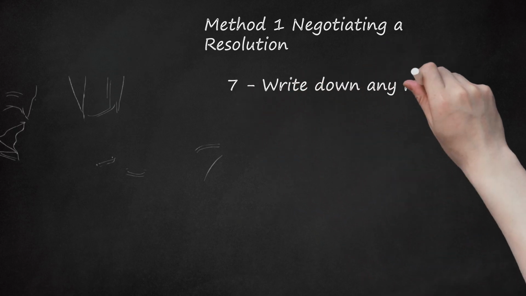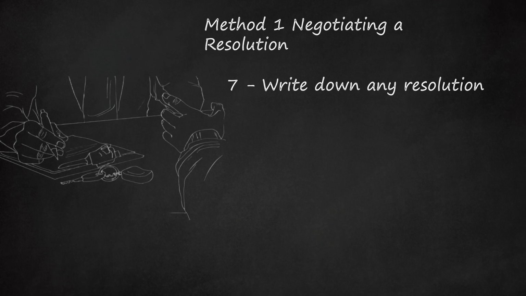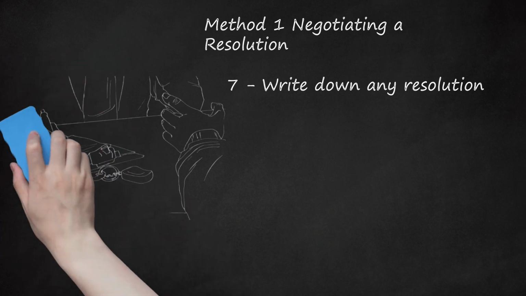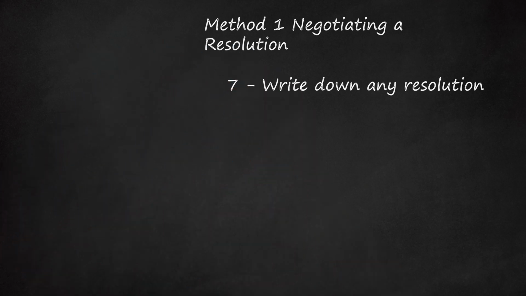7. Write down any resolution. If you reach an agreement with your landlord, get the agreement in writing. You'll want proof that you both agreed to a resolution. For example, if your landlord allows you to sublease your apartment, then you'll want that in writing. If you can't get your landlord to sign something, at least have them email you that they agree.